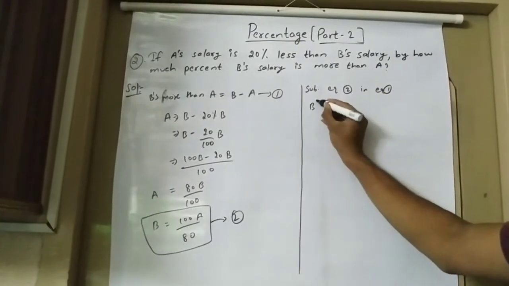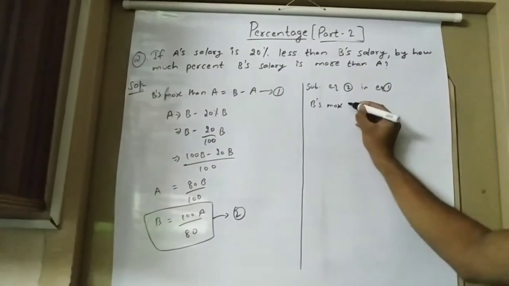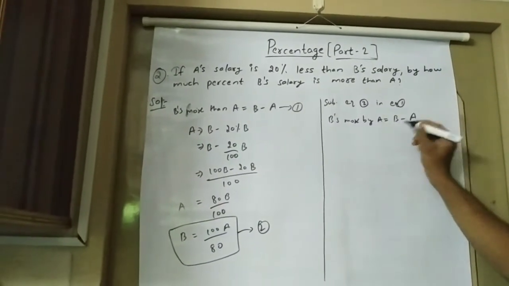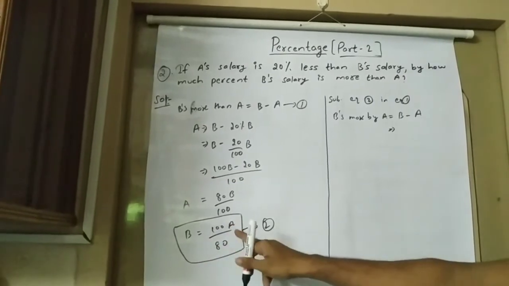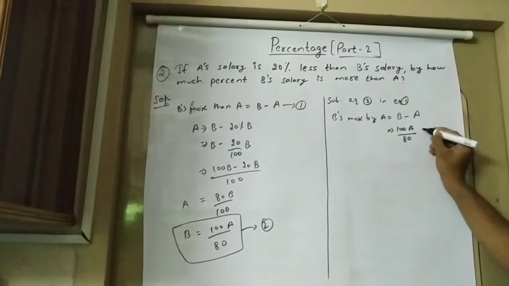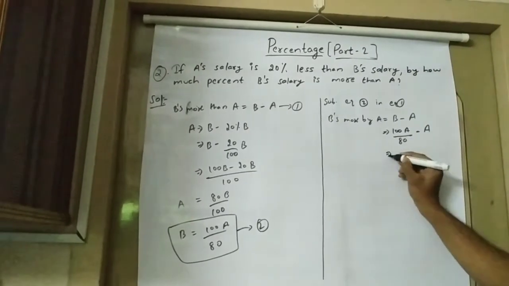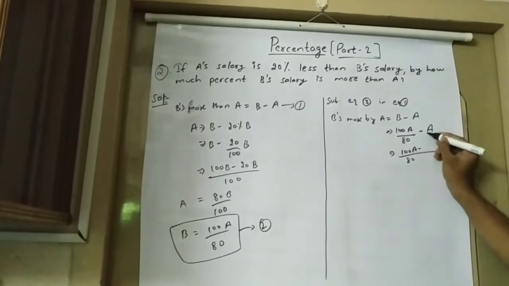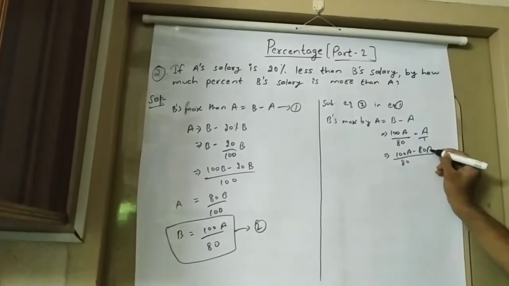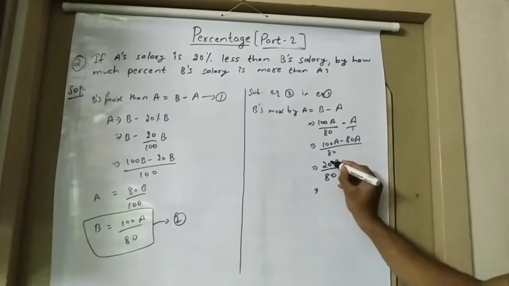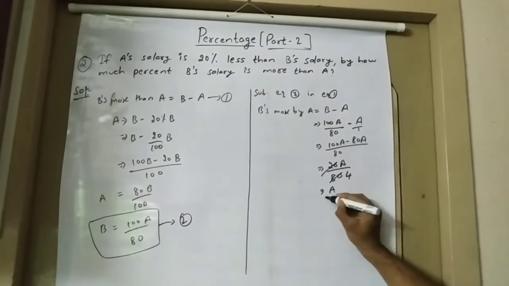So B is more by B minus A. We already know B is equal to 100A by 80. So 100A by 80 minus A. So take 80 as LCM. 100A minus 80A by 80. So 20A by 80, we got A by 4.